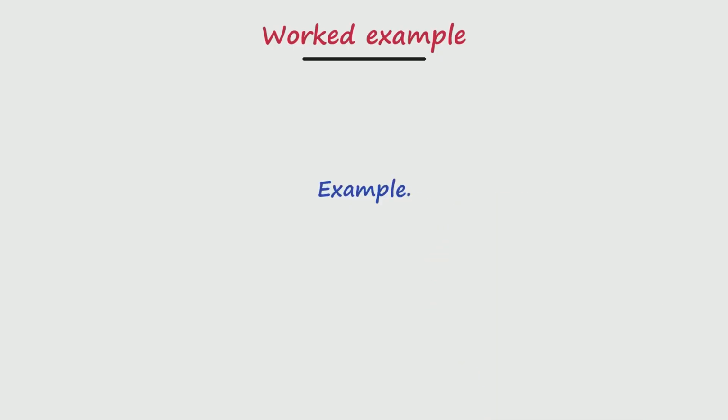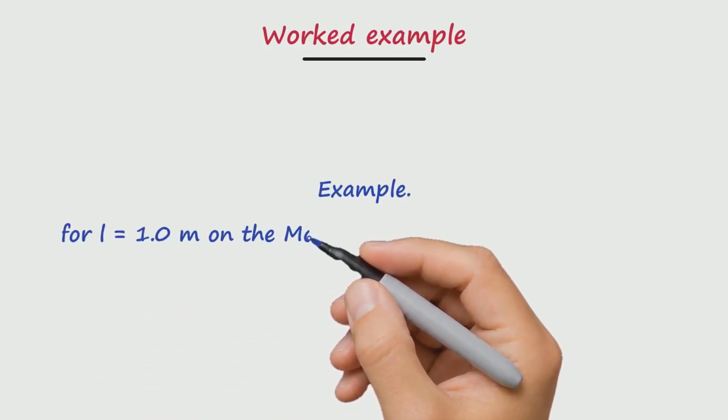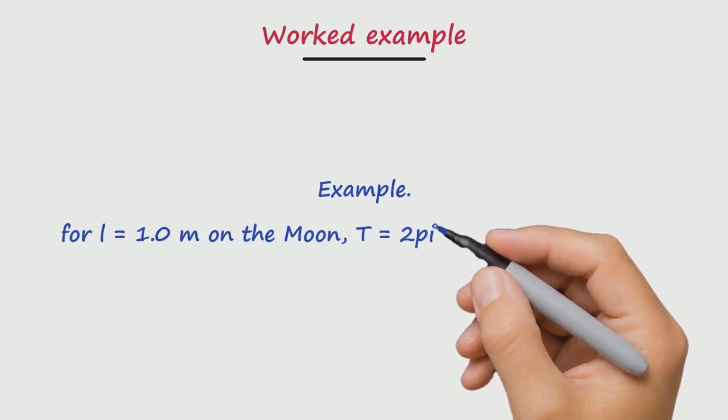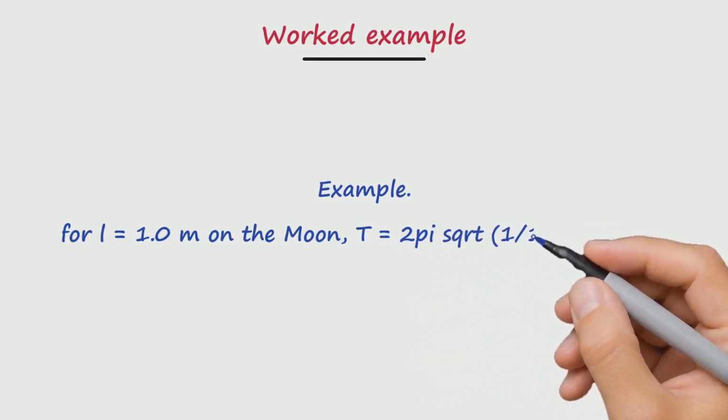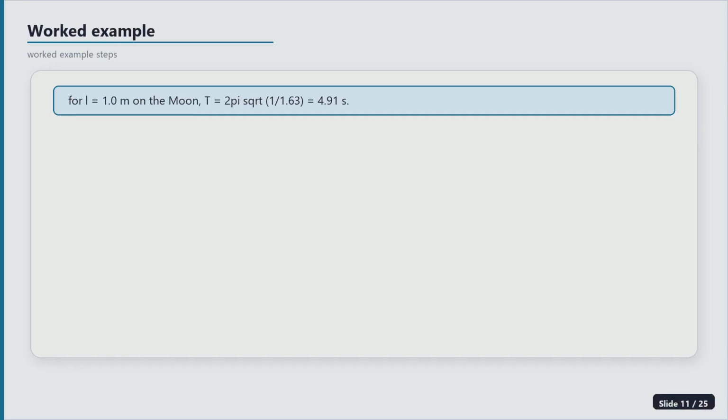Example: for L equals 1.0 m on the moon, T equals 2 pi square root of 1 over 1.63, equals 4.91 s. Watch the numbers land in the matching symbols. Check that units cancel cleanly. If they do not, the setup is wrong even before the arithmetic.